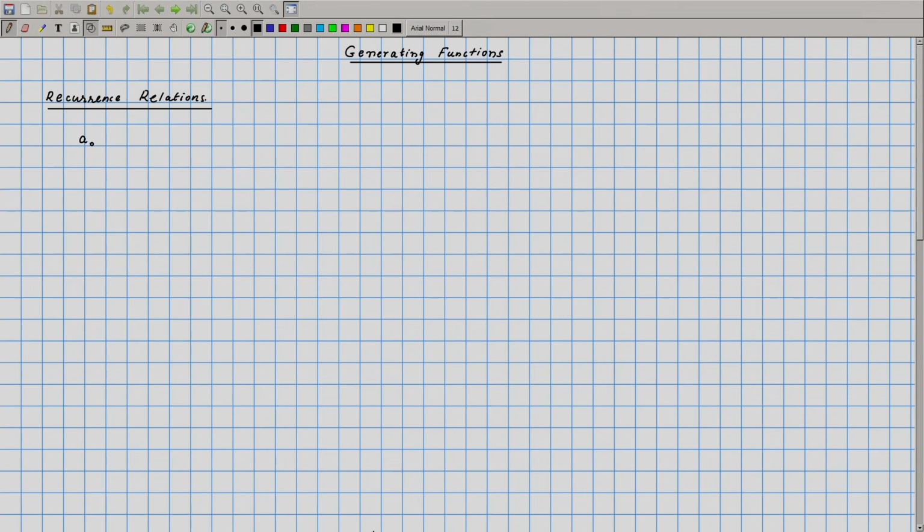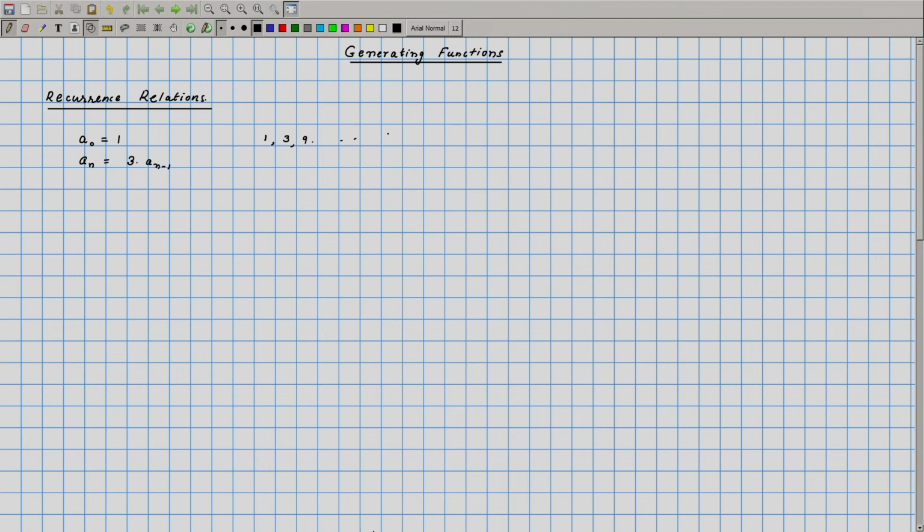So, the first term a 0 is equal to 1 and a n is defined in terms of the previous value, as 3 times a n minus 1. This is a familiar geometric series where the ratio of successive terms happens to be 3. So, this recurrence relation basically gives a sequence of numbers. If we write down the sequence, the first number is 1, the next number is 3 times 1, that is going to be 3, 9 and so on.